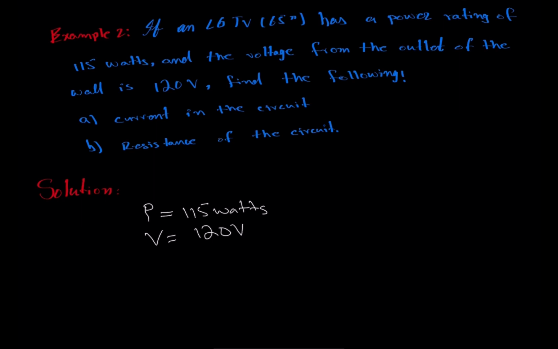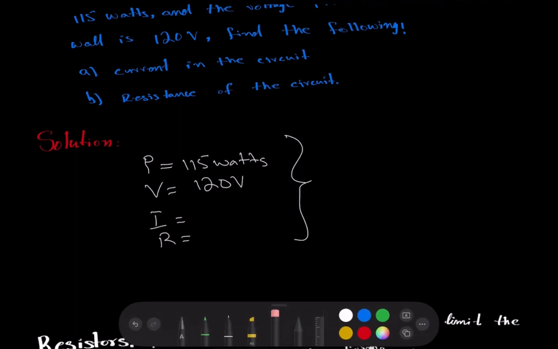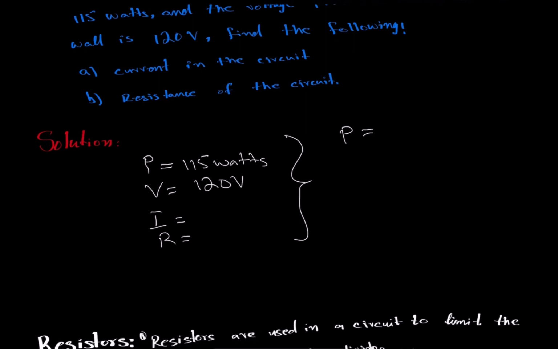Find the following. Okay, what do we have to find? Current, we have to find the I and then resistance too. So we have two unknowns. So let's go on. We had an equation that P is equal to I times V. We can't use this one.